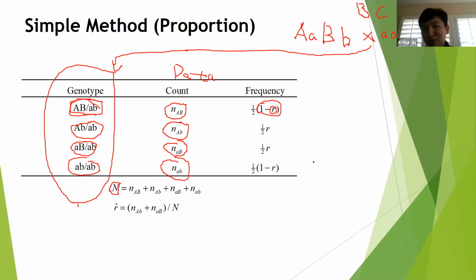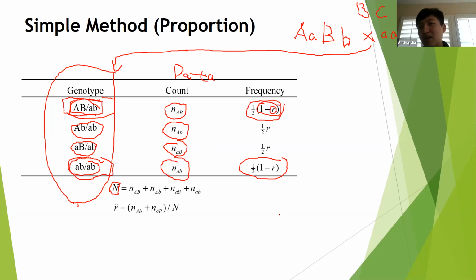What's the chance for you to get a parental type? 1 minus R. Because R represents the chance that you get a recombinant progeny, right? And this category only represents half of the group that you get the parental type, right? The other half is where? It's here. This is another parental type, is that right? So this takes another half of this 1 minus R. So the total fraction of having the recombinant progeny is R. Do you agree?